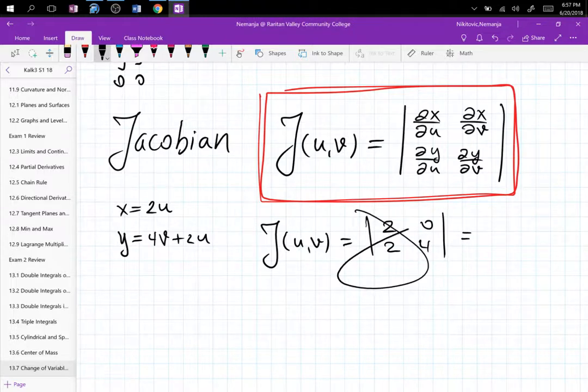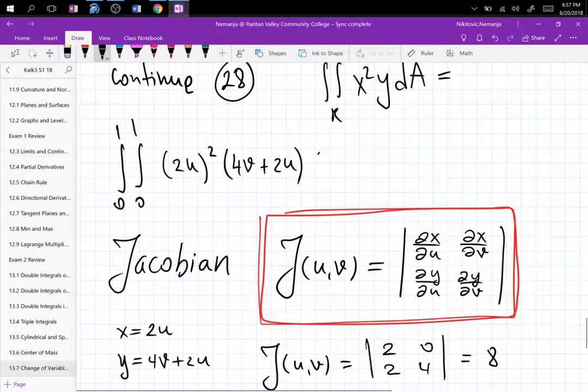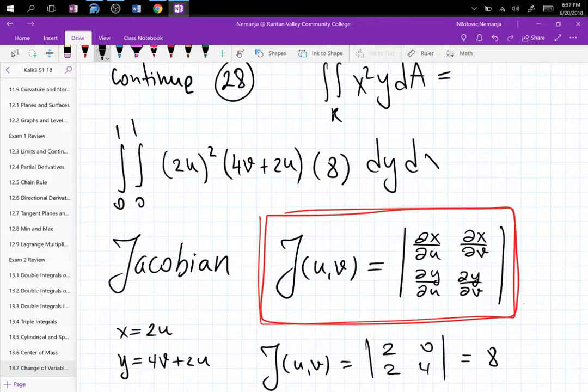Solve the determinant. We all know what to do. So 2 times 4 is 8, minus 0 is 8. So that goes here, 8. That's the Jacobian. And then we have dv du. Those are the partial derivatives, yes. It's a matrix of partial derivatives.